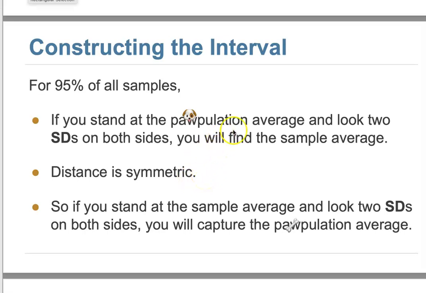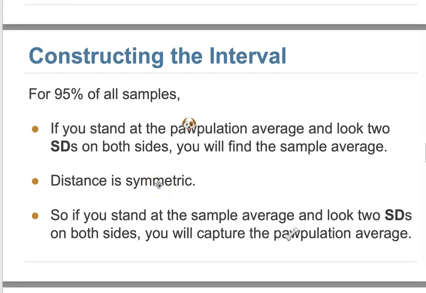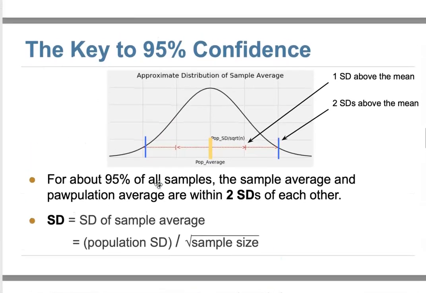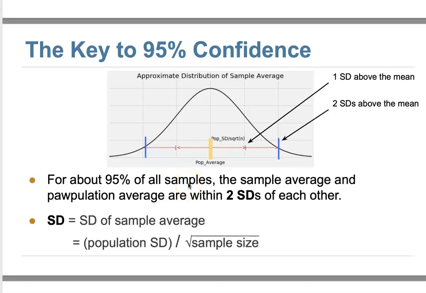So on the other hand, if we have a population average, it will be within 2 standard deviations of the sample average. If you stand at the sample average and look 2 standard deviations on both sides, you will catch the population average about 95% of the time. Let's look at this one first. If that's still a little confusing, let's see here.